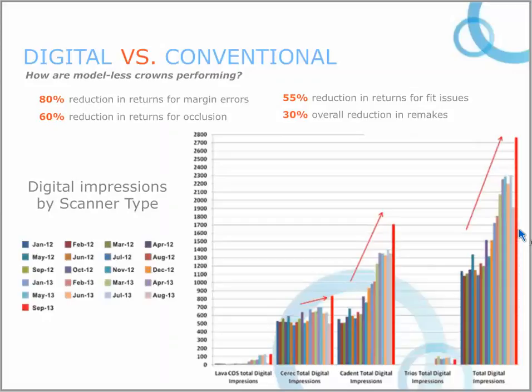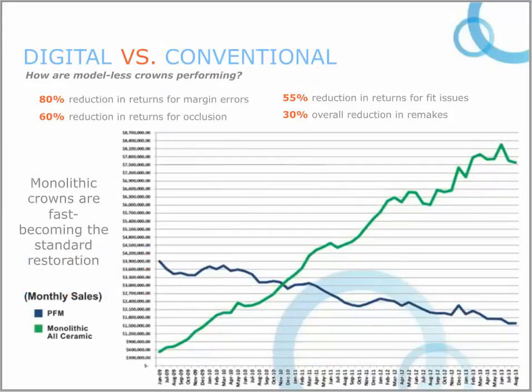Here's Total Digital on the far side of this as a comparison. Total digital, and you can see the piece of the pie that Cadent is doing with the reception by the lab of its impression taking. Now, digital scanning to make crowns. Are we exceeding? Where are we on the continuum?